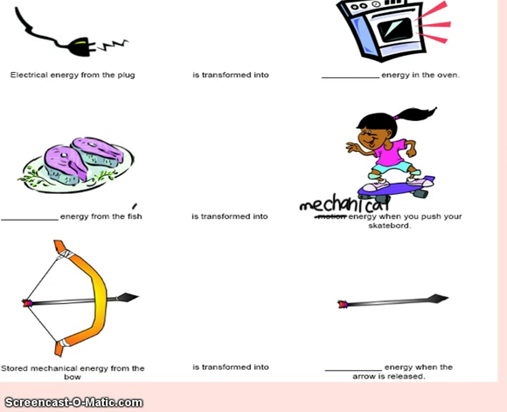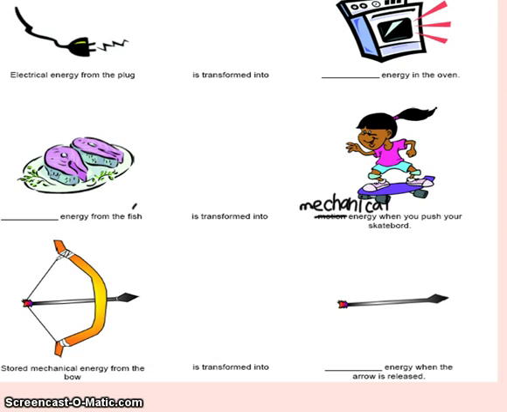Here's some other examples. Think about an electrical plug. You plug it into a wall. When you plug it into a wall, you have electrical energy being converted into what form of energy in your oven? Or how about this? Look at this fish. What kind of energy is formed in food? When you eat the food, you then begin to move. This is mechanical energy, or energy of motion.